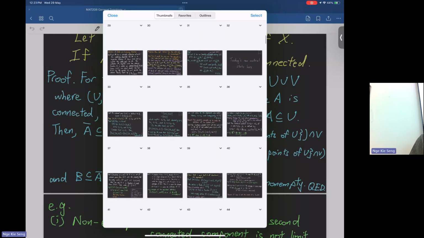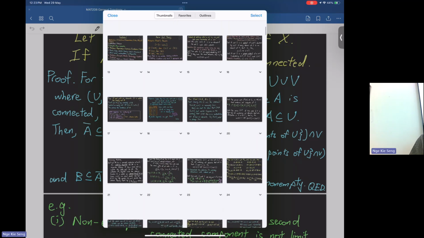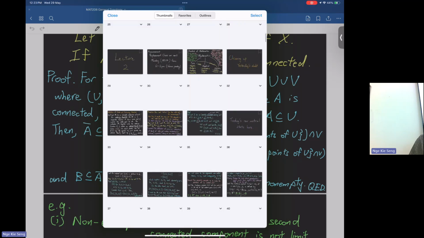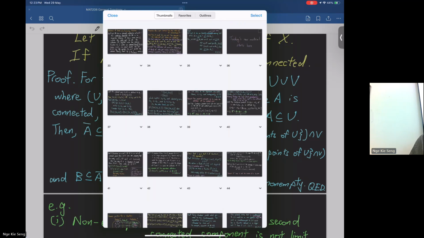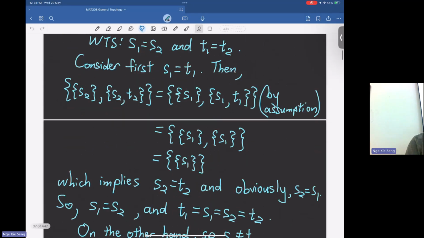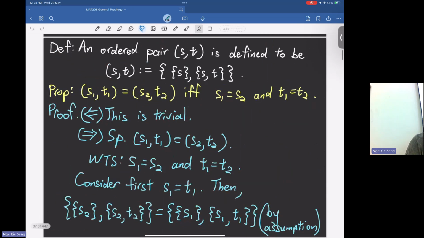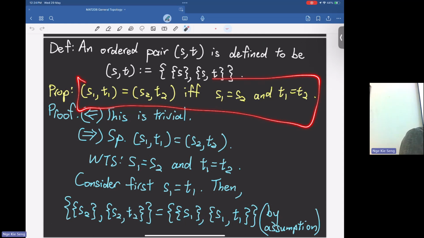You can also have your lecture notes in your hand. You don't need to just keep looking at me, because this is the lecture note I posted on Moodle. So I defined the ordered pair like this, but we remark that this property is really what we want the ordered pairs to have.